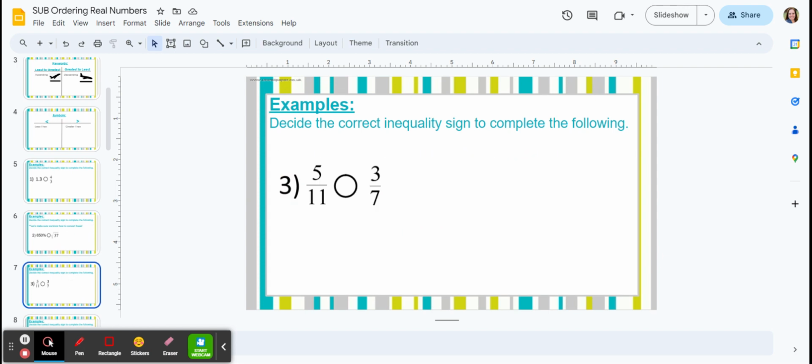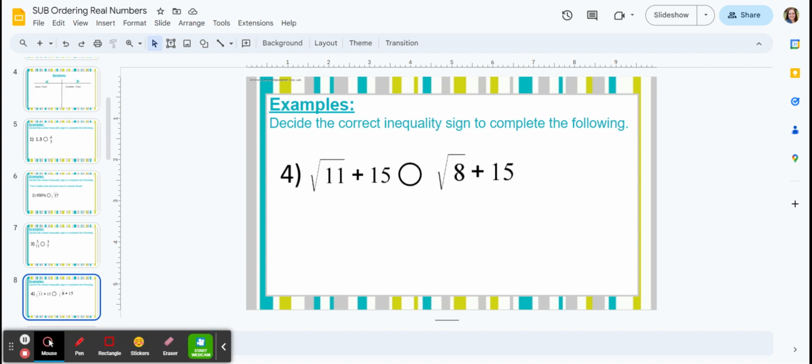Okay, so let's do 5/11 rather. We got 5/11, which is 0.45 repeating. And then 3/7, which is 0.43. So we got 5/11 is greater than 3/7.